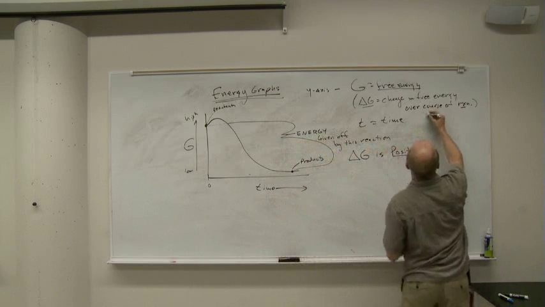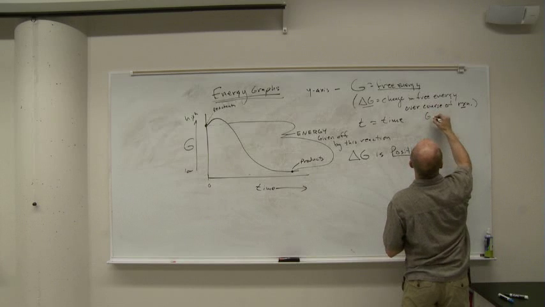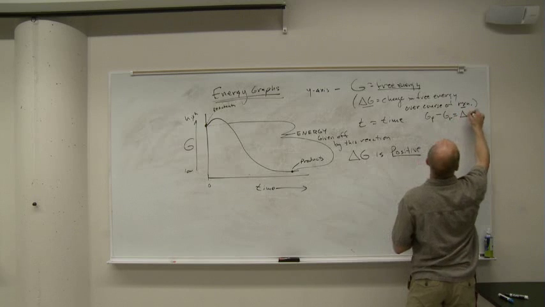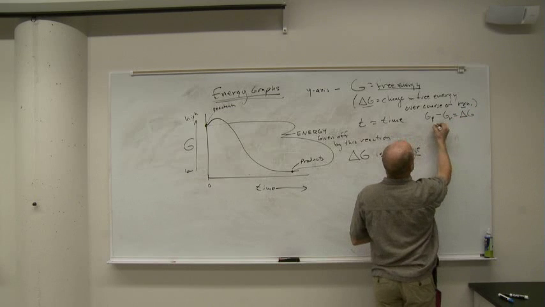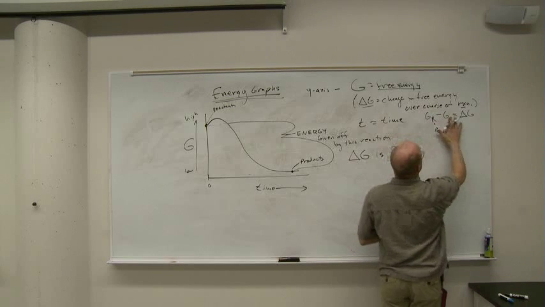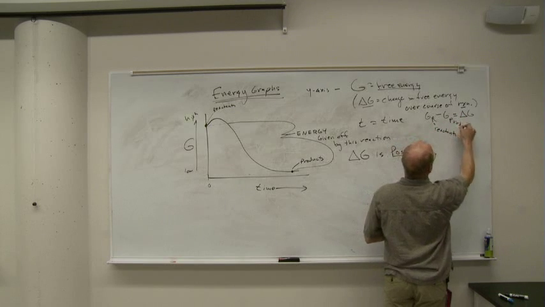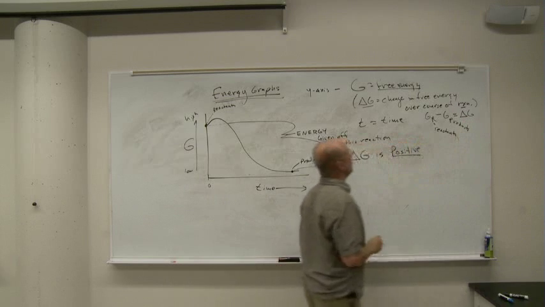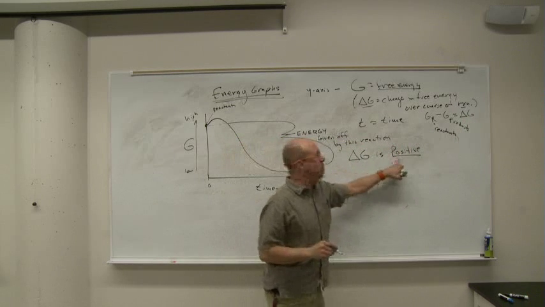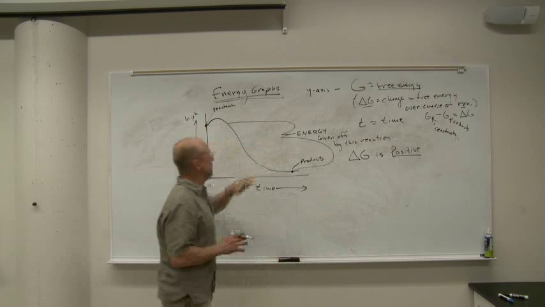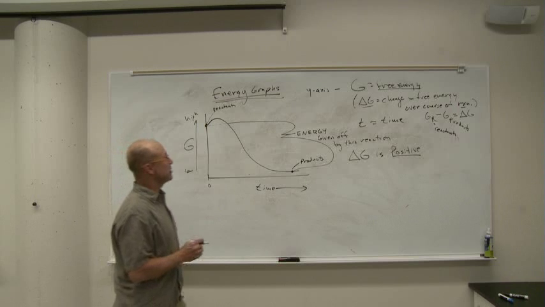I'll do this up here. So G of the products minus G of the reactants equals delta G. So that's G of the products, excuse me, the reactants. G of the reactants, good grief. Sorry about that. G of the reactants minus G of the products is equal to delta G. And if that is a positive value, because this number is bigger than this number, then in this particular case, we've got something to say about this reaction.